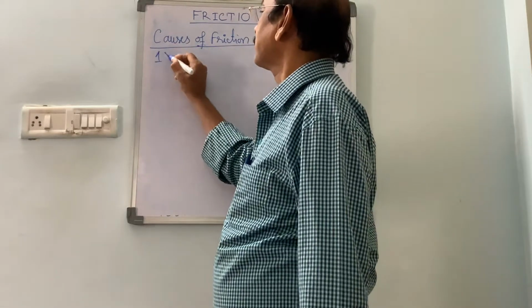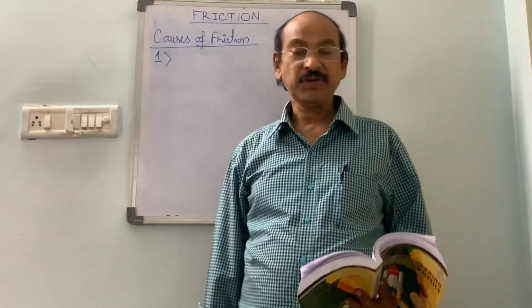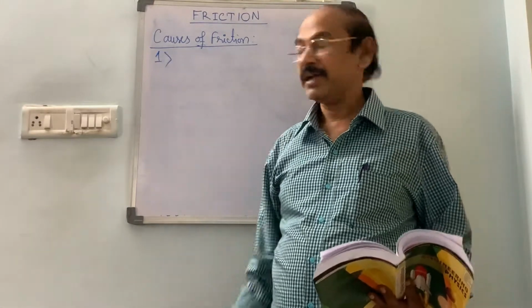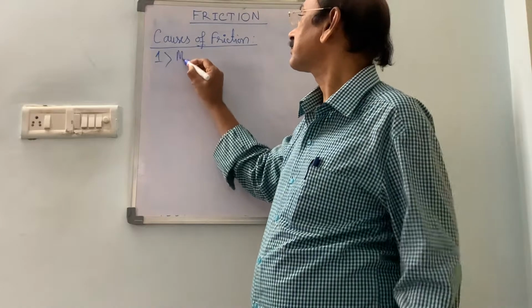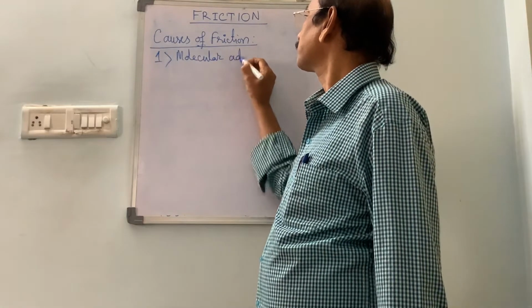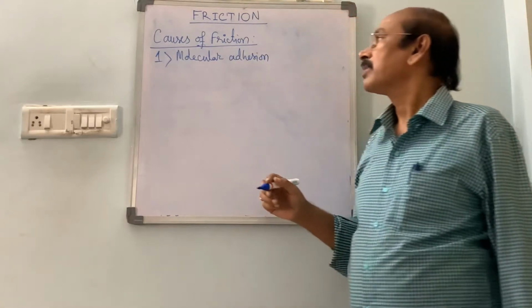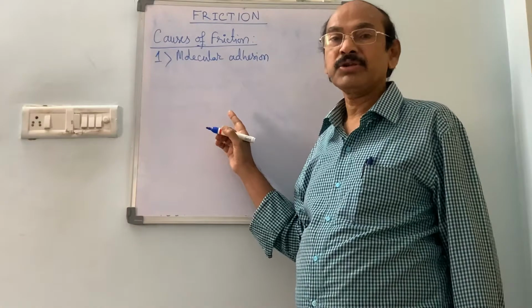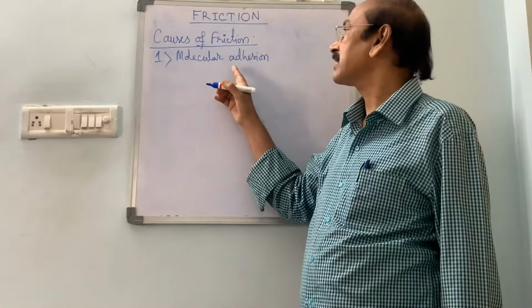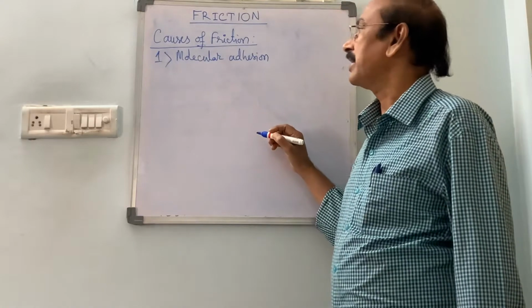There are three causes for friction. First one is molecular adhesion. The attraction forces between the molecules of the two surfaces in contact is known as molecular adhesion.